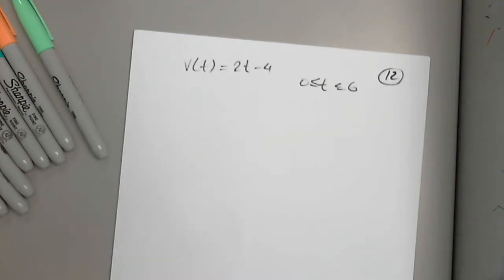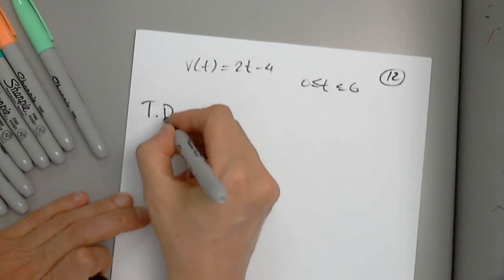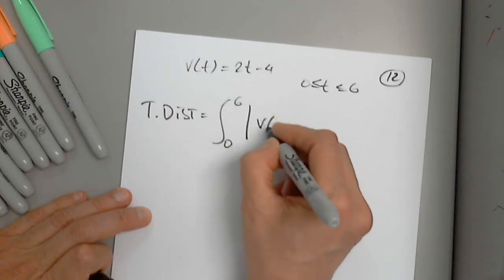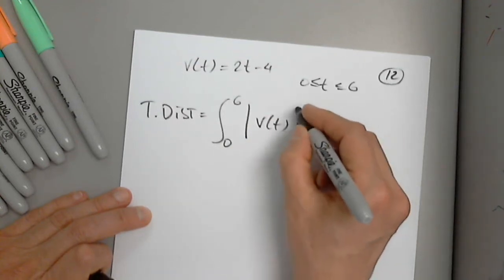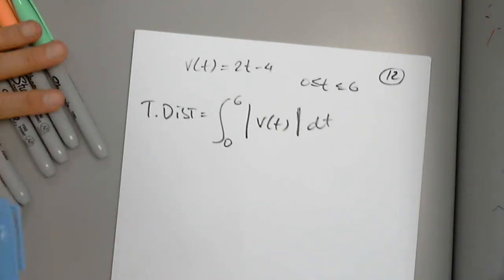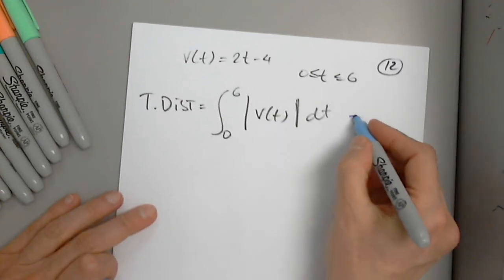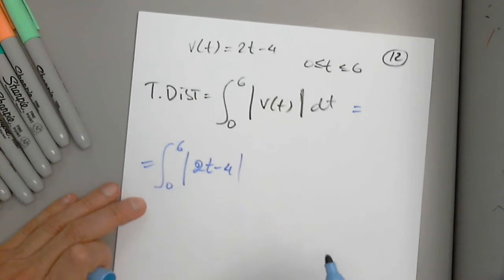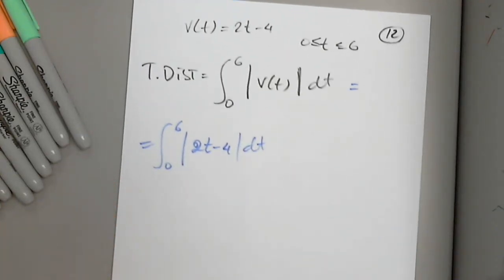There is no need to do that anymore, because now we know that the total distance will be the integral from 0 to 6 of the absolute value of v of t dt. At that time, we did not know integrals, so we could not determine the distance like that. But now we know. So this will be the integral from 0 to 6 of the absolute value of 2t minus 4 dt. Okay, that is all good. But now I have to look at this function, which is the absolute value of 2t minus 4.